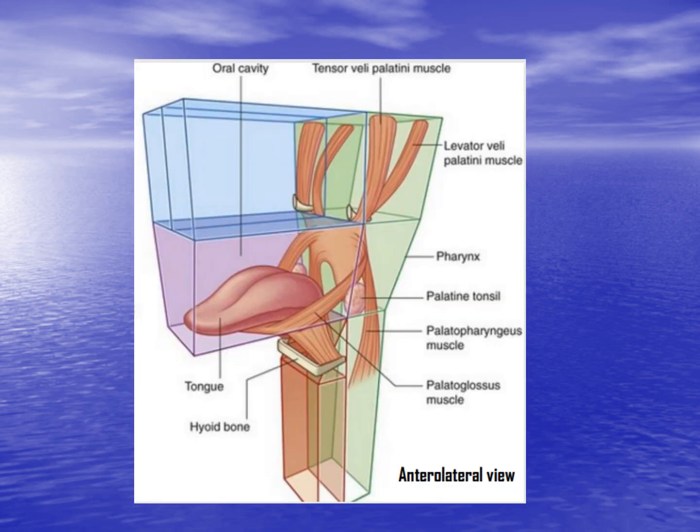Here is a diagram summarizing the muscles. We have 2 muscles coming from the base of the skull to the palate, and we have 2 other muscles coming from the palate to the tongue and the pharynx, and there is the musculus uvulae in the middle part.